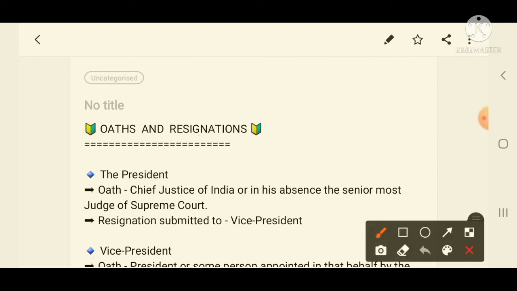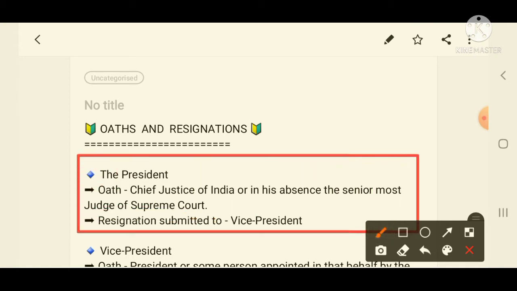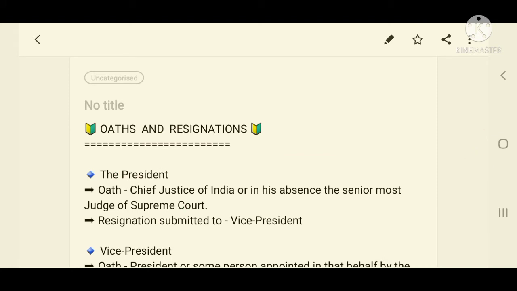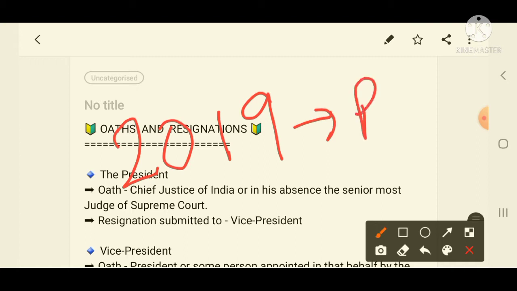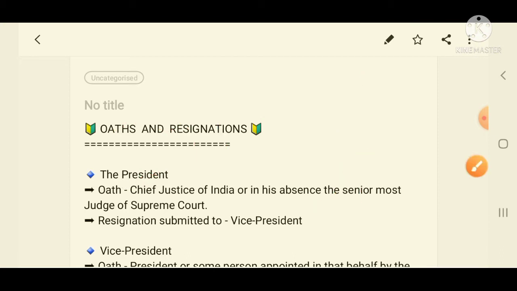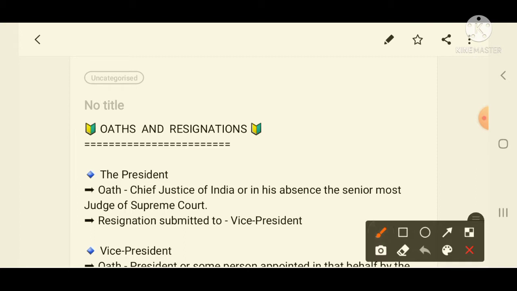So the first post in line is President of India. For example, if I talk about who gives oath to the President and to whom the President submits his resignation, you would have heard in the news and even seen in the newspaper that when Prime Minister Narendra Modi won the election in 2019, he was given oath by the President of India, Ramnath Kovind, and if he wants to resign, then he has to submit his resignation to the President of India only. So now we will study about the posts. The first post is President.